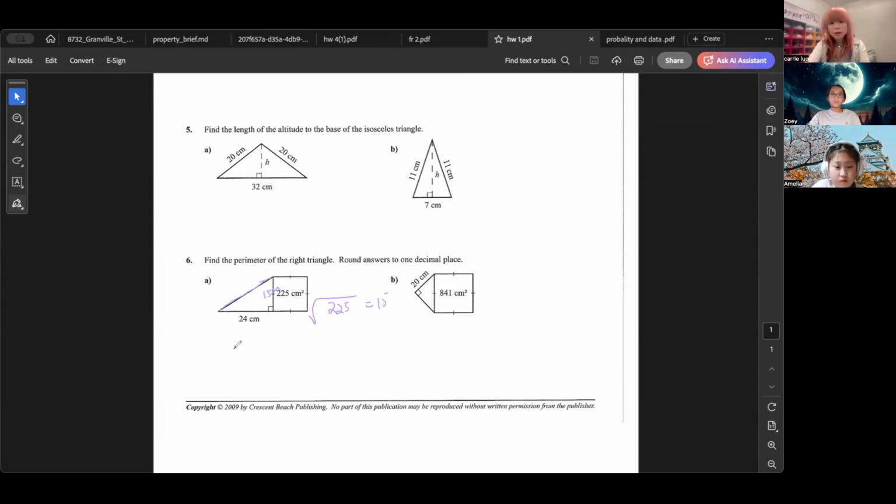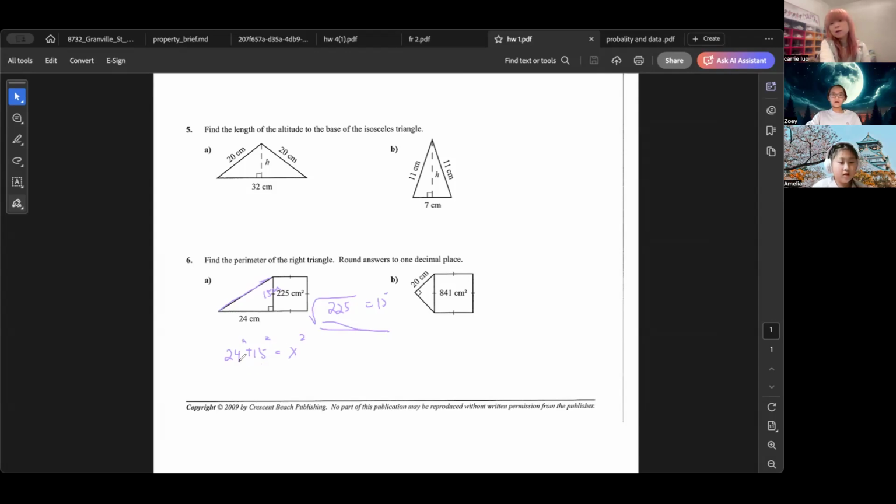We already have 24 squared plus 15 squared equals x squared, right? Zoe, I don't know if you realized, we don't really need to find the length of x right now. Yes, at the very last we need it, because we still need it to calculate the perimeter, right? But at this moment, we don't really need it at all.